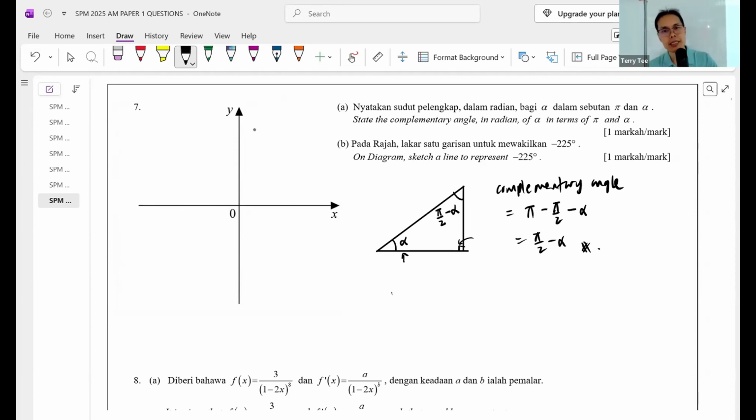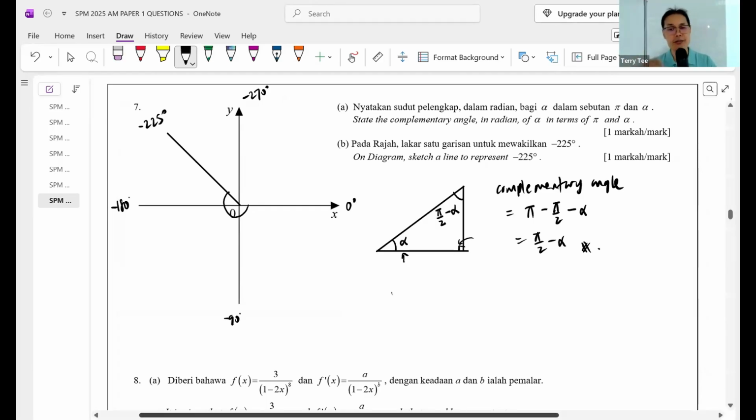All right, next one. Part B, on diagram, sketch a line to represent angle negative 225. Remember, positive angle we go anti-clockwise. Negative angle we go clockwise. So if you start from here, this is 0, negative 90, negative 180, negative 270. Where is negative 225? It is less than negative 180, more than negative 270, so it should be right here. Negative 225. That's it. Very, very easy.